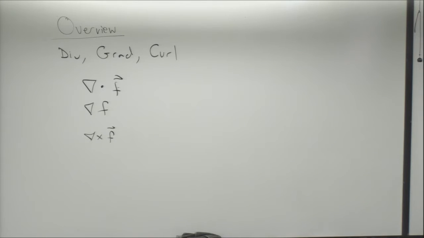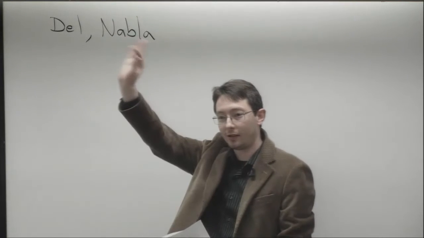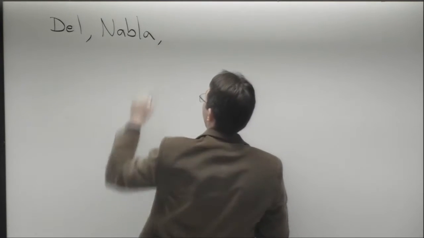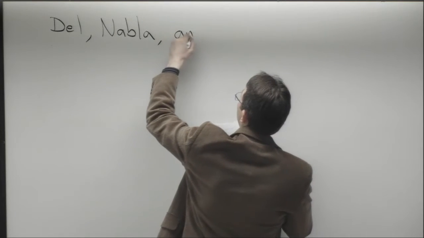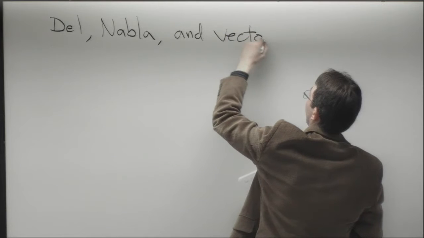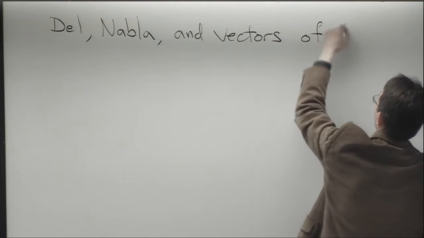Okay, so we're going to mainly be working with this del operator today. Sometimes it's called nabla. How many of you have heard of nabla? Right, nabla is not quite as common. So nabla, the funky Homo sapien, does not have quite the same ring to it. So del, nabla, and vectors of partial derivatives.